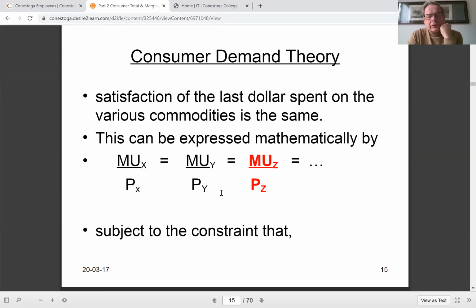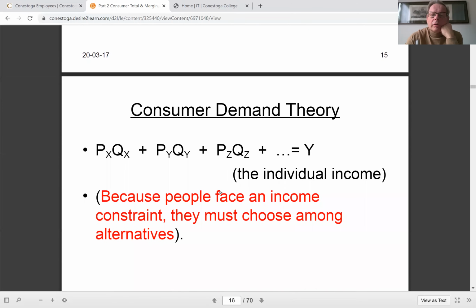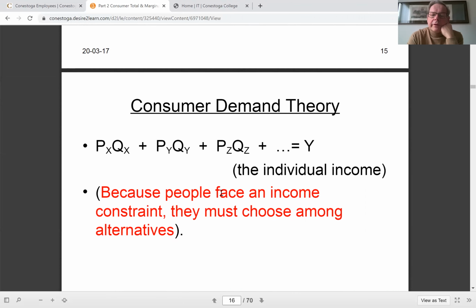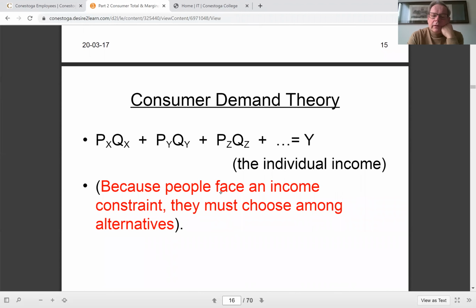But here is the corollary to it. It is subject to a constraint. And this constraint, since we're talking about economics, is obviously got to be our income or our budget. And that will be equal to the price of X times the quantity of X, plus the price of Y times the quantity of Y, plus the price of Z times the quantity of Z, and so forth, which must be equal to our income or our budget. We face a constraint in life, and our constraint is our income.